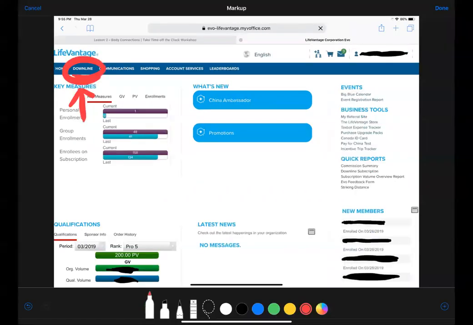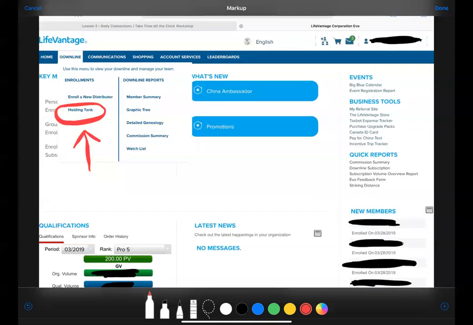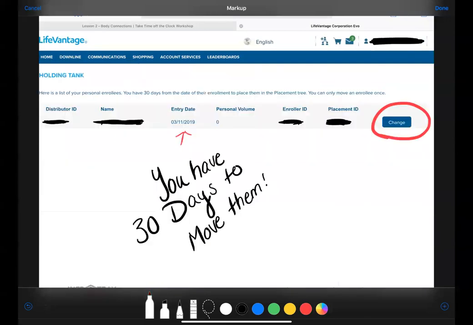So to get to our holding tank, we're actually going to go to our downline, to holding tank, and it's going to bring us into our holding tank. Now, if you have any new customers or distributors in your holding tank, this is where they're going to go, and they're going to be there for 30 days. And the reason they go there is you have the option to move them and place them down into your organization, into your tree. So you have 30 days to move them.